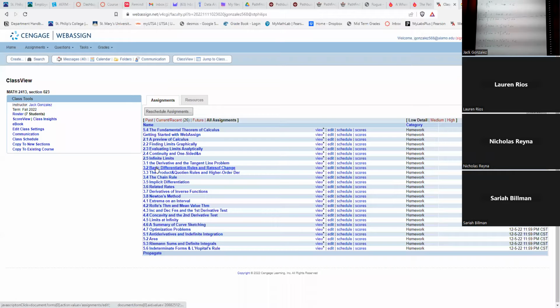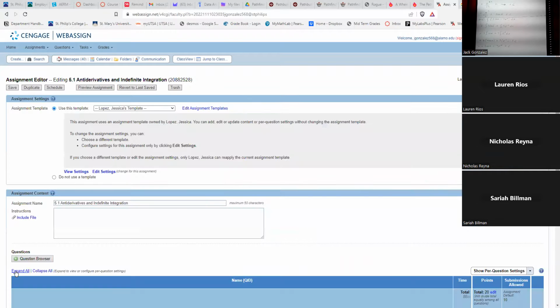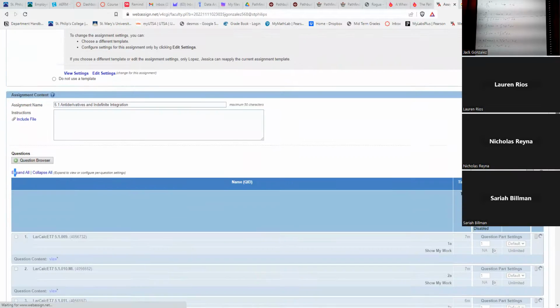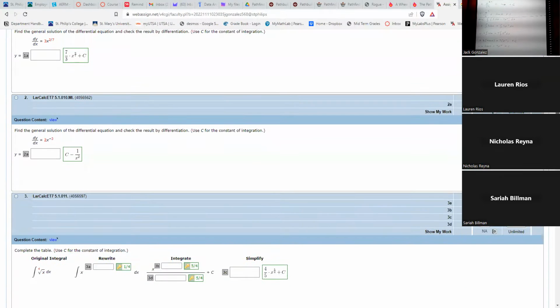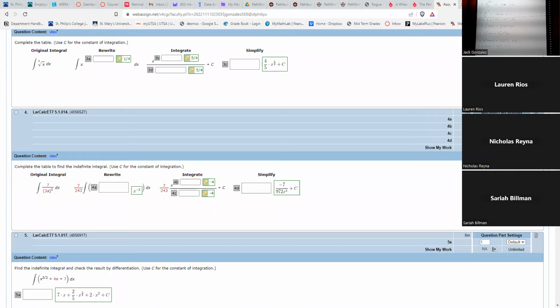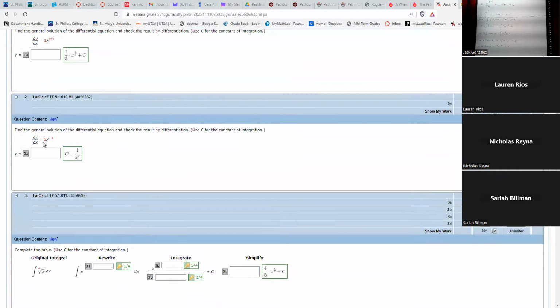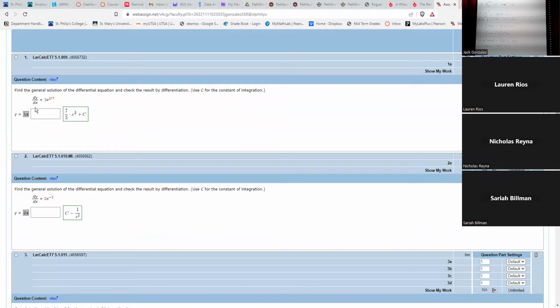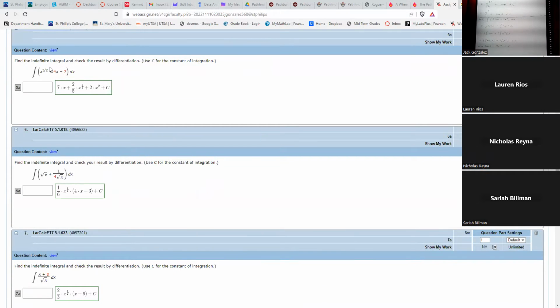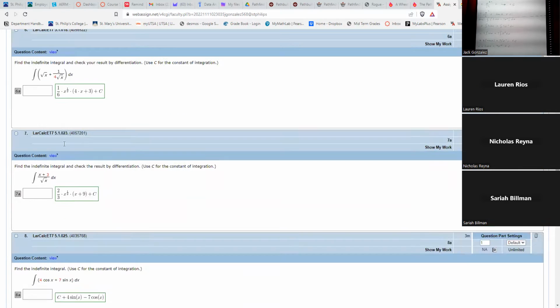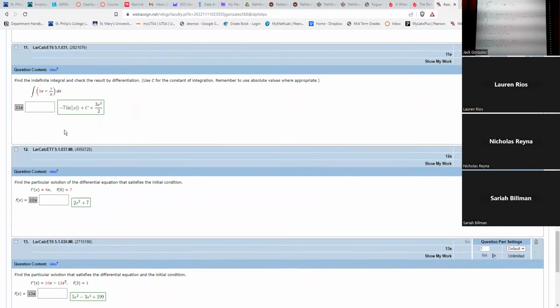So let's open up the homework so you can see it. Section 5.1. It's just solving those types of questions. So make sure you have the formula notes. General solution. Different pieces, just integrate each piece separately. It's the same thing.